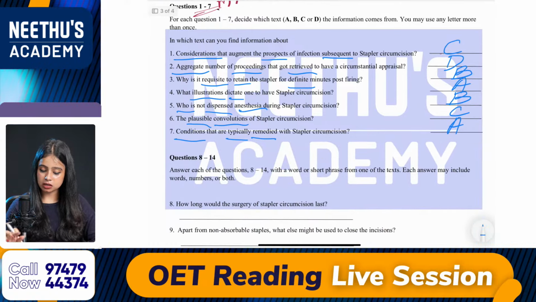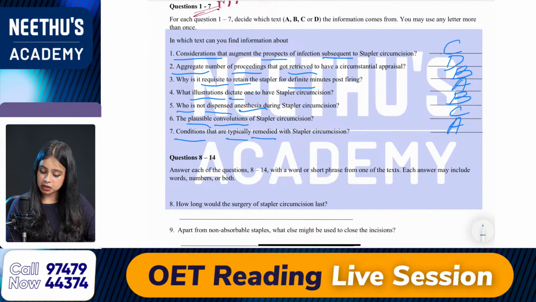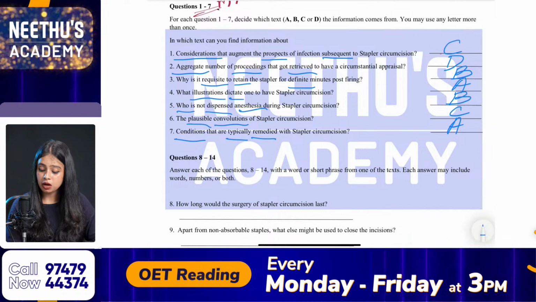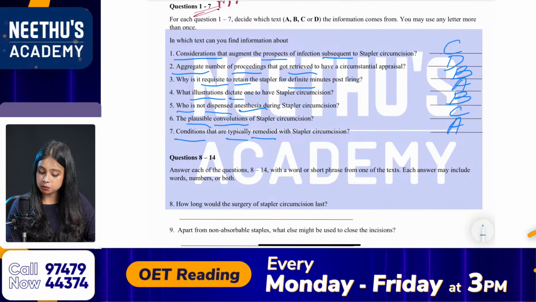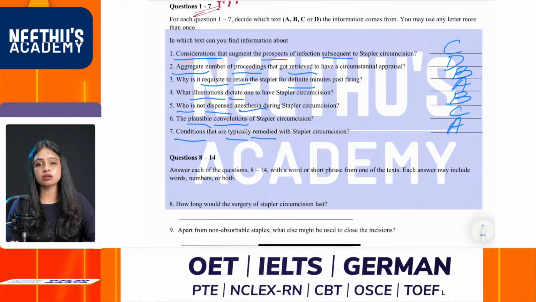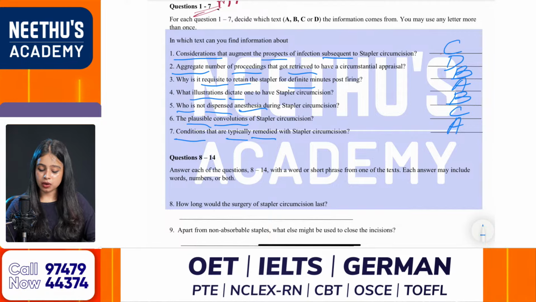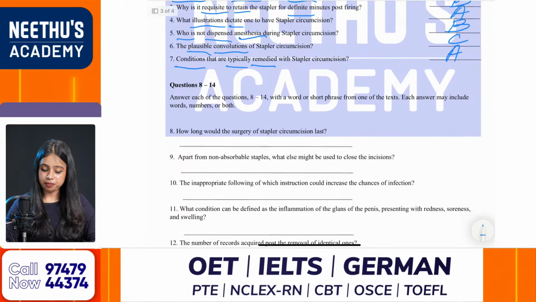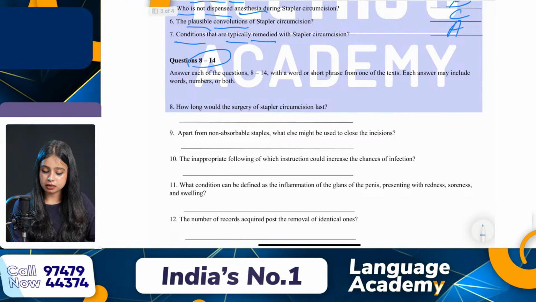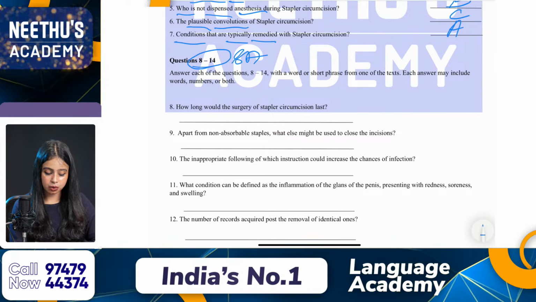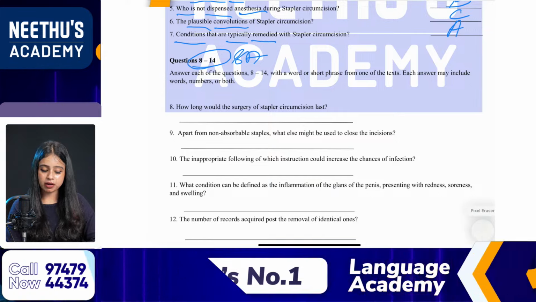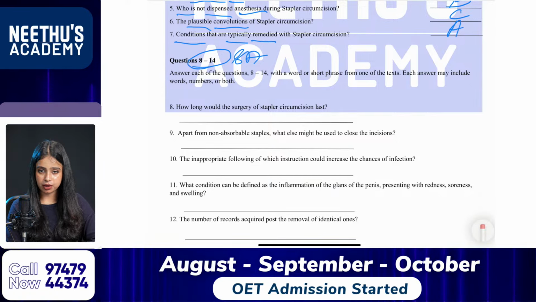And here these are the answers. First one is C, second one D, third one B, fourth one A, then fifth one B, sixth one C, seventh one A. Okay, so now we are just moving to 8 to 14 set of questions that can be called short answer questions. Okay, so be very good. It's from text A.